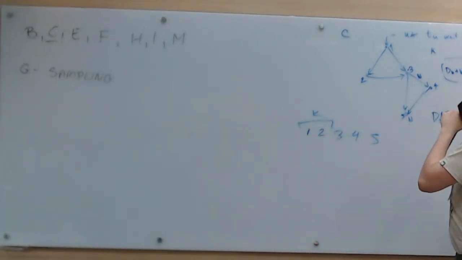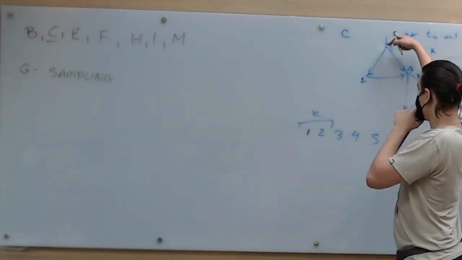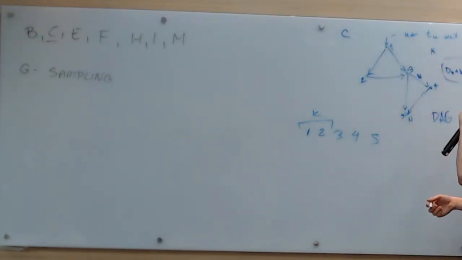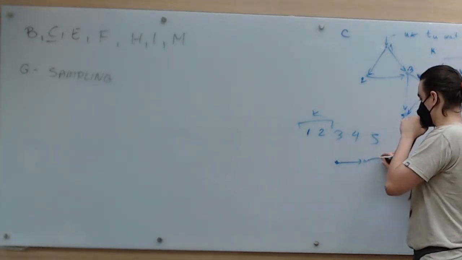And the reason why goes as follows. Consider any path from 1 to n that has length greater than 2. Okay, so we have a path that has length 3 or more.